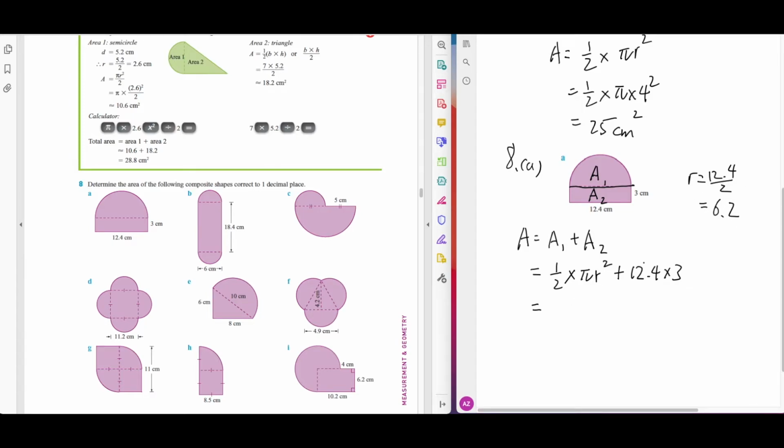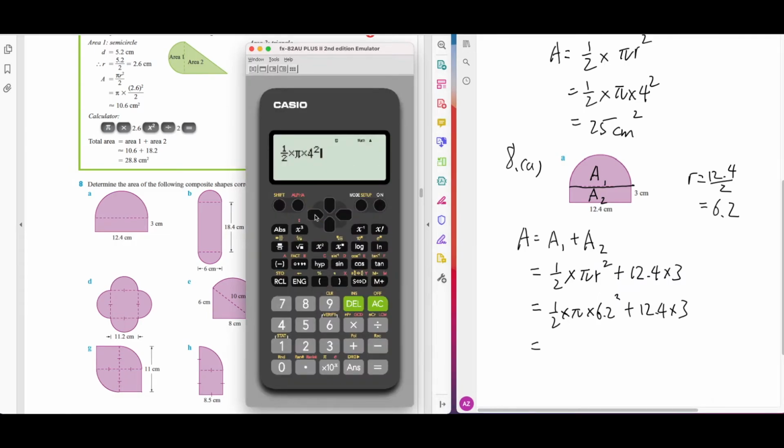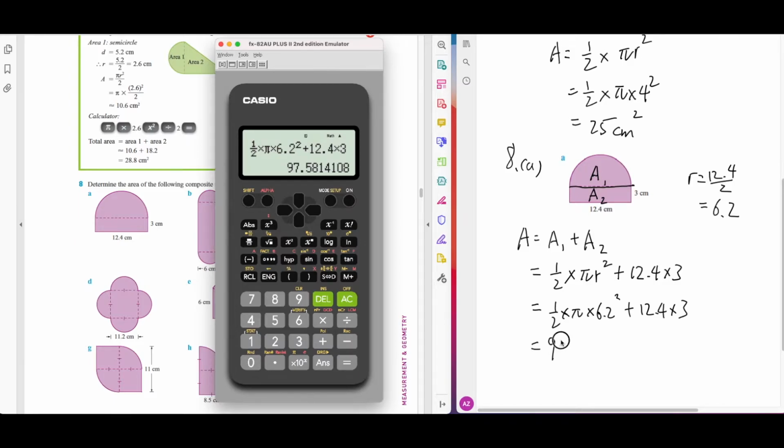Then we substitute the radius in here. So we get half times pi times 6.2 squared plus 12.4 times 3. For this, you can just type the whole thing into your calculator and get your answer. So let's take a look. Half times pi times 6.2 squared plus the area of the rectangle, which is 12.4 times 3. You get 98. Because it says correct to, is it the nearest number? Oh, 1 decimal place. Okay, so then 97.6 centimeters squared.